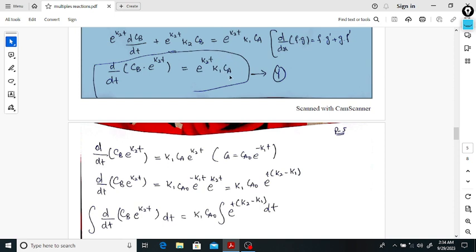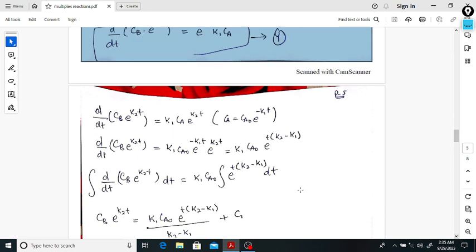You can see the value of Ca, as we have already obtained: Ca is nothing but Ca naught e to the power minus k1t. From the mole balance and the above steps, we have already determined Ca. So in place of Ca, we will put Ca naught e to the power minus k1t, and this e to the power k2t is this term, and this is the derivative of the two functions. The product rule. Again take the integral of this equation with the passage of time, so we will get this equation.